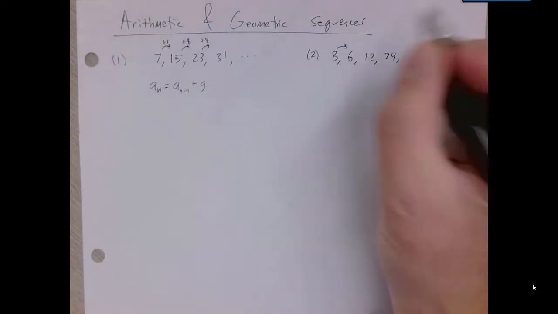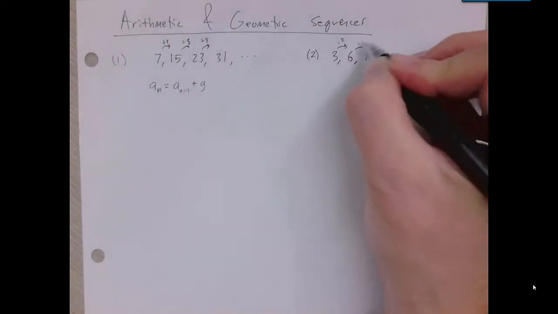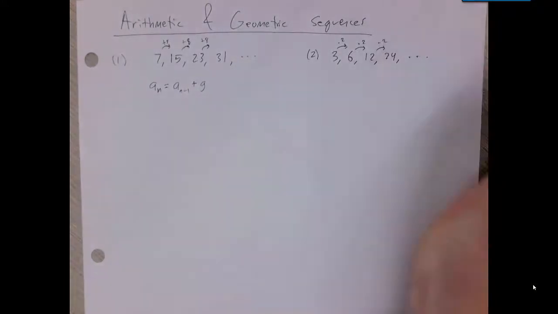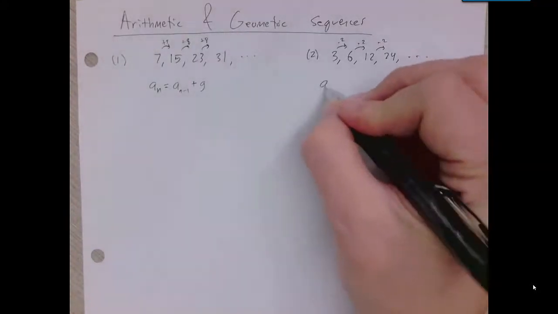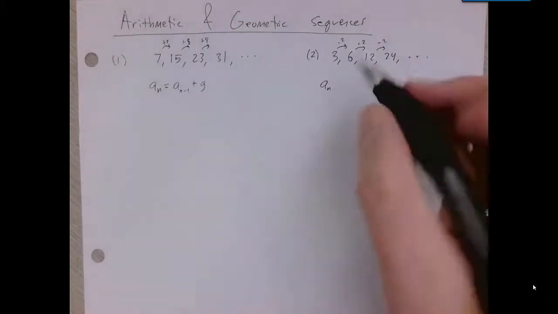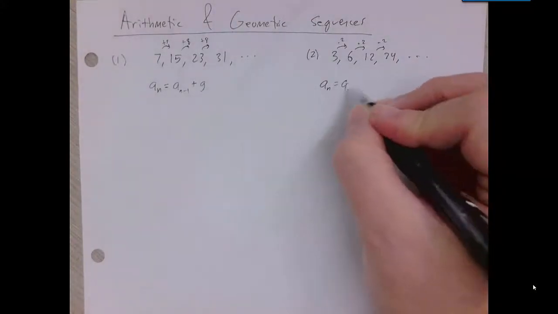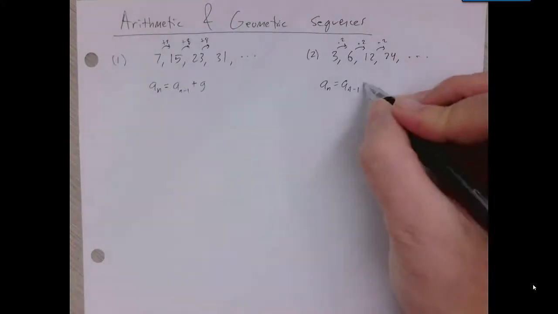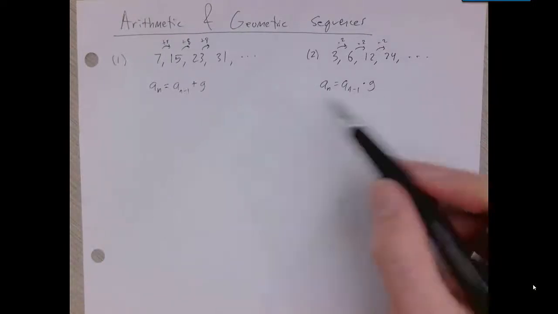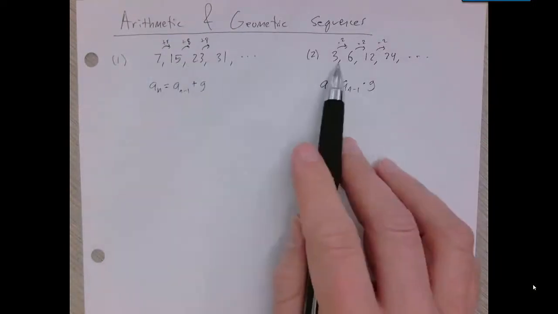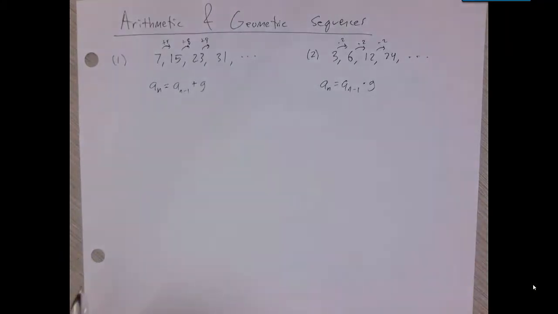In this one, you might notice that we are multiplying by 2 to get from each term to the next. So here, if I was going to write this down recursively, I would say that the nth term is the n minus first term times some constant growth. So here it's constant additive growth, here it's constant multiplicative growth.